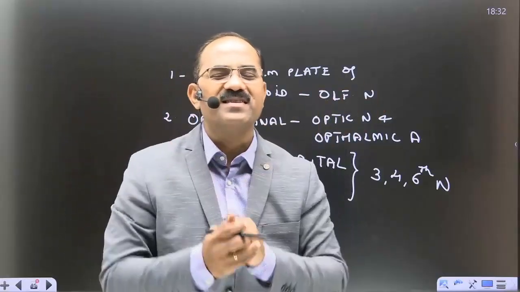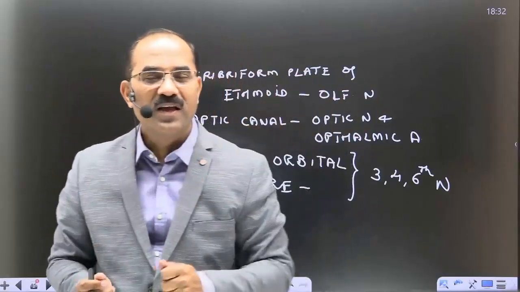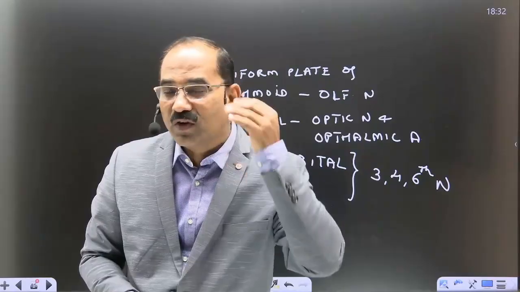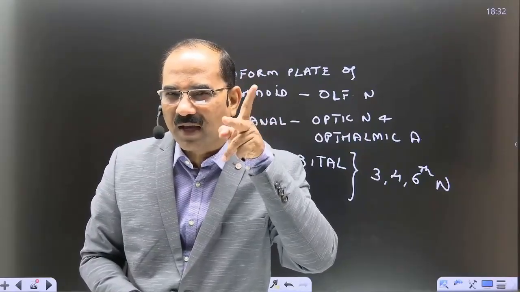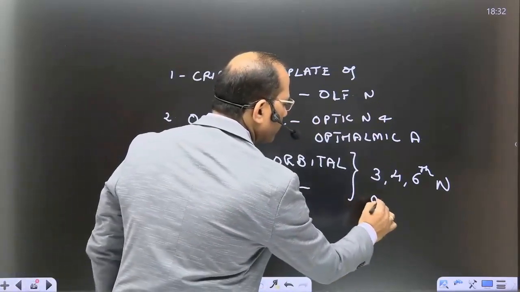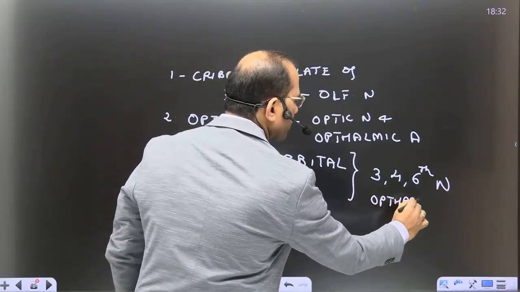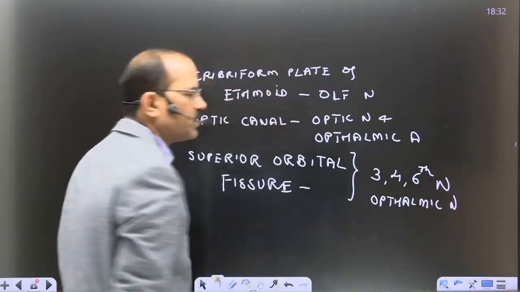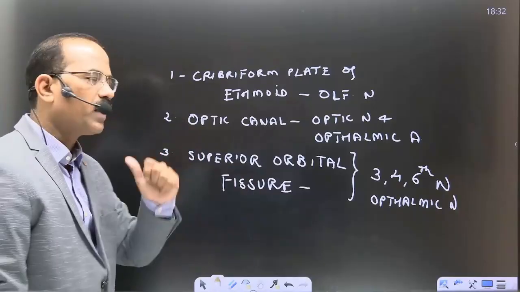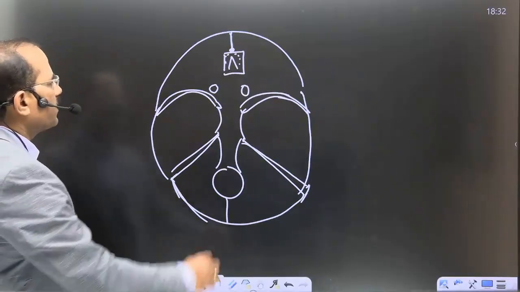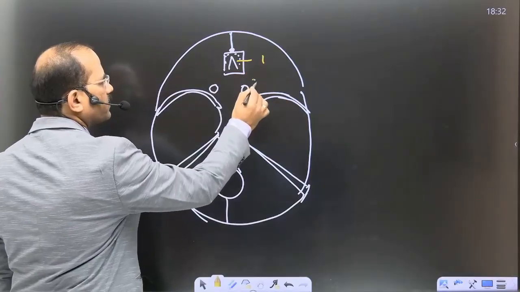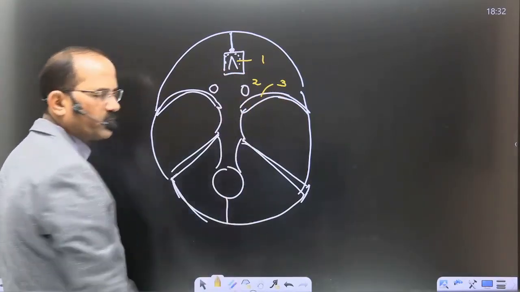And students, there's a sensory nerve supplying the eye. Any guesses? We've got 3 divisions of the trigeminal nerve: ophthalmic, maxillary, mandibular. So it's the ophthalmic division of the trigeminal nerve. So through the superior orbital fissure pass the 3rd, 4th, 6th and the ophthalmic division of the trigeminal nerve. Let me label this for you, students. That's number 1, number 2, and number 3. So we're done with the anterior cranial fossa.